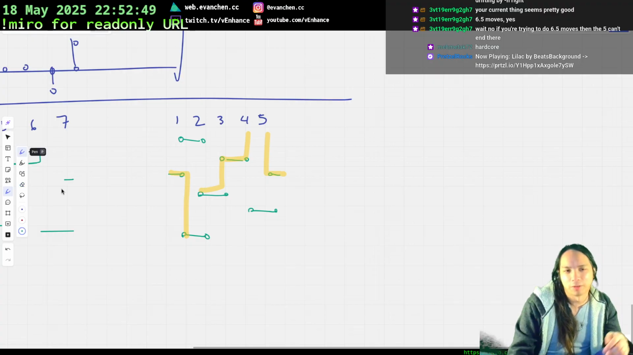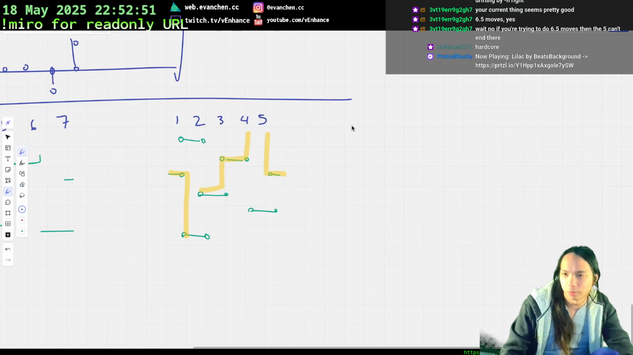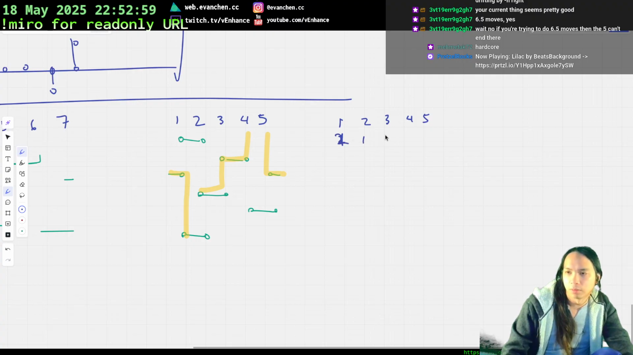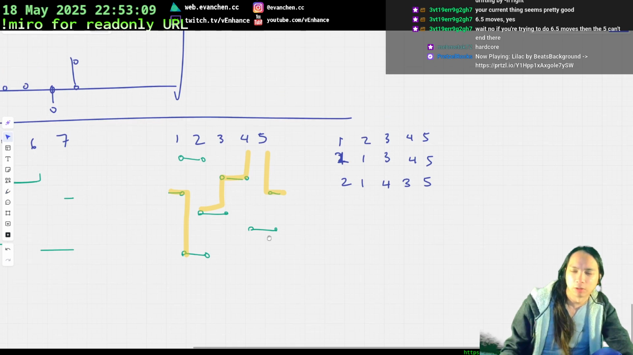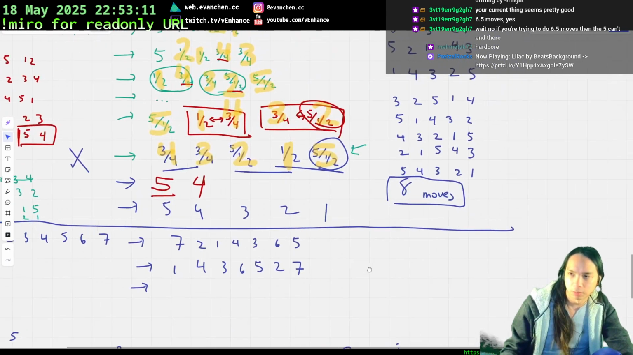Okay, let me actually write down the example again. 1, 2, 3, 4, 5, and then 2, 1. So we're going to do a rotation-free thing, and the goal is to end up with any cyclic permutation for now, because I don't see what's going on.